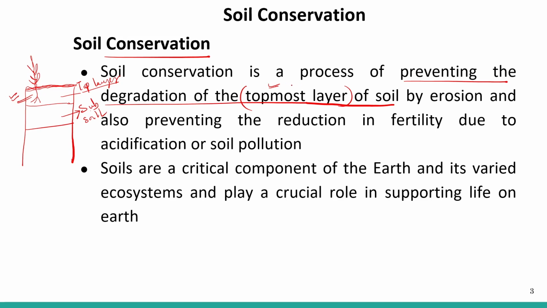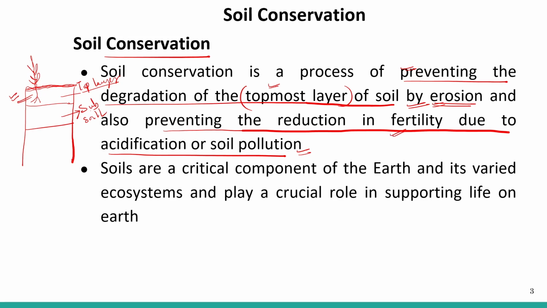So soil conservation is a process of preventing the degradation of the topmost layer of soil by erosion. This is a great loss to the soil. The above layer of the soil is washed away by a lot of agencies like water and wind. So we have to stop soil erosion, and also prevent the reduction in fertility due to acidification or soil pollution. We have to take care that our soil fertility should not be degraded.